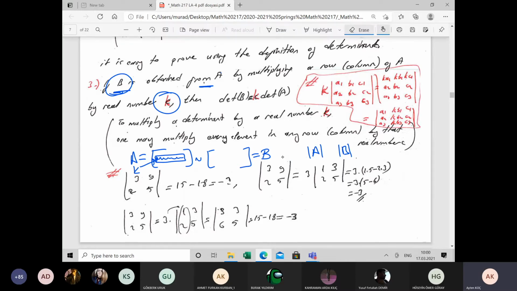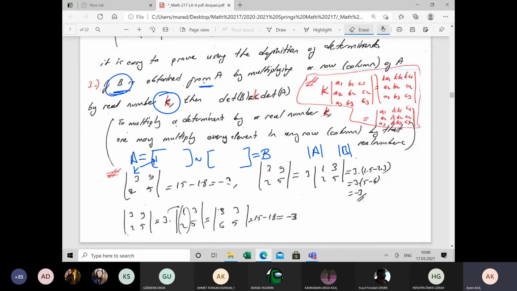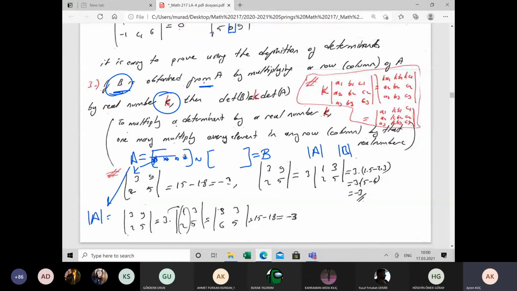For example, we don't know this entry, this star. If we compute the determinant of A using this row, and multiplying by K here, this one is K star. How do we compute the determinant of B? Use the same row expansion. Look at this one and this one: we only obtain K times the determinant of A. This one is important.